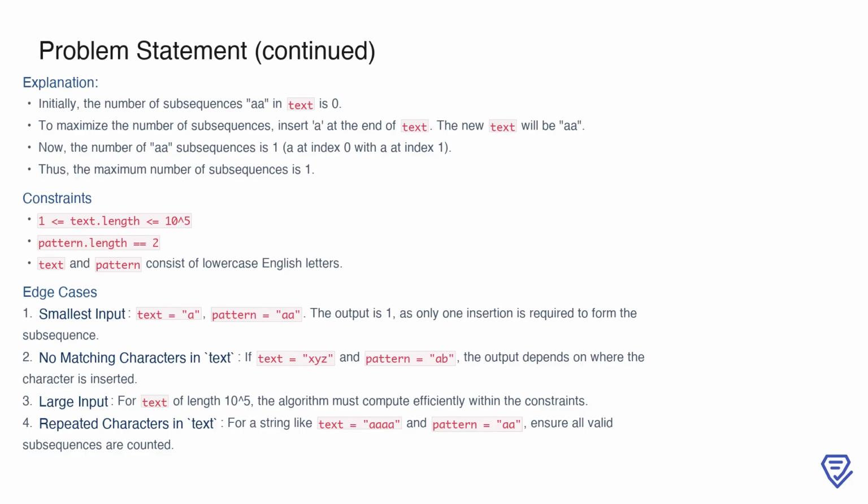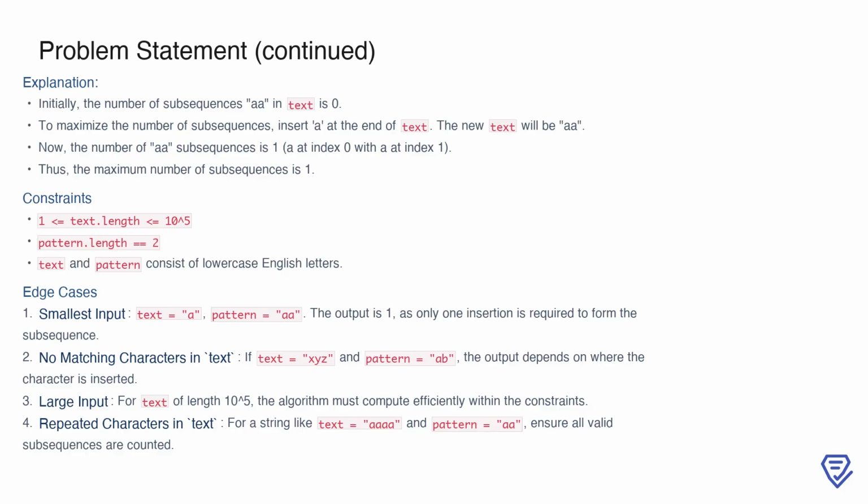Finally, consider the case where text is aa and pattern is aa. Initially, there are no subsequences of aa in text. By inserting another a at the end of the string, text becomes aaa. This now forms one valid subsequence of aa, where the a at index 0 pairs with the a at index 1. Hence, the maximum number of subsequences is 1.